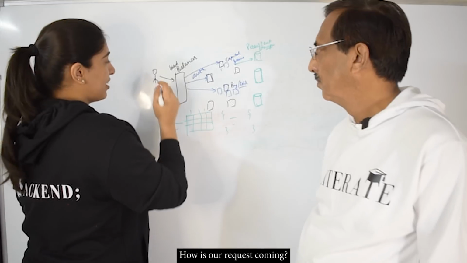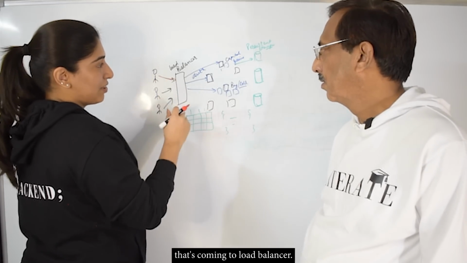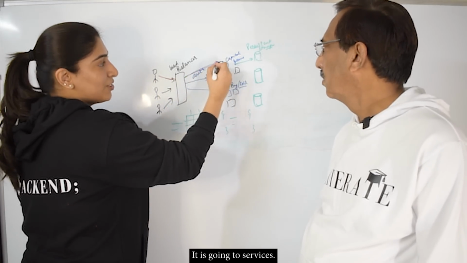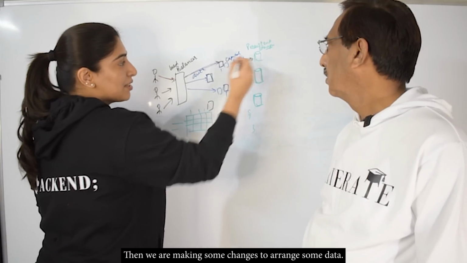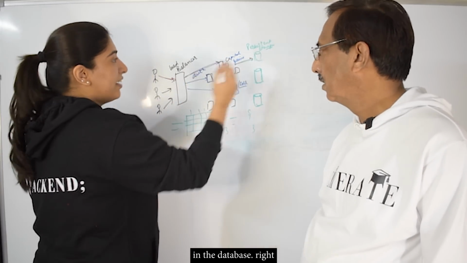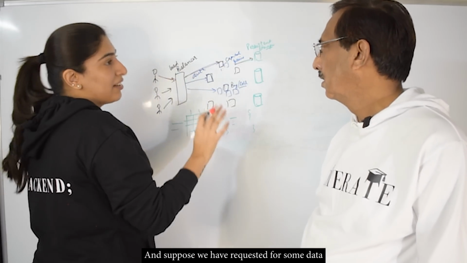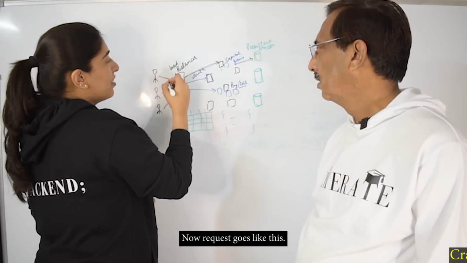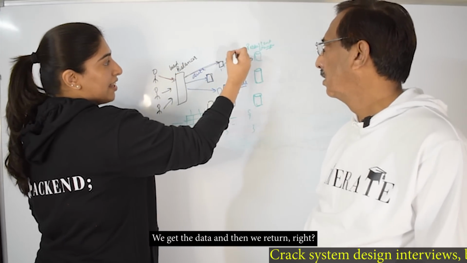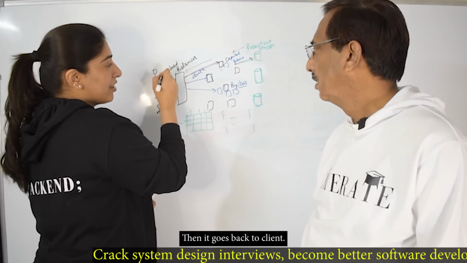Right now, how is our request coming? It is coming from the client, to the load balancer, and then going to the services, the microservices. Then we are making some changes, storing some data in the database, right? And suppose we have requested some data that is already there in the database. Now the request goes like this, we get the data and then we return it, and then it goes back to the client.